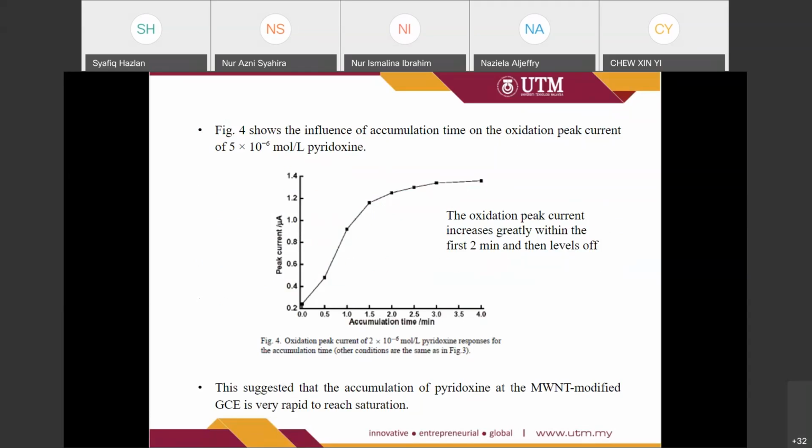This figure shows the influence of accumulation time on the oxidation peak current of pyridoxine. As you can see from the graph, the oxidation peak current increases significantly within the first 2 minutes and the current becomes stable after 2 minutes. This suggests that the accumulation of pyridoxine at the multi-wall carbon nanotube modified glassy carbon electrode is very rapid to reach saturation.